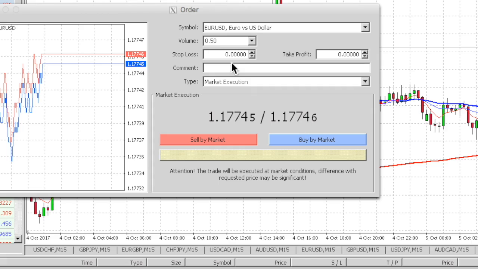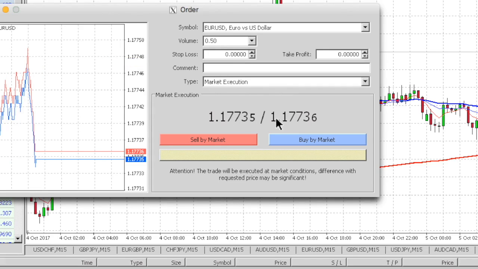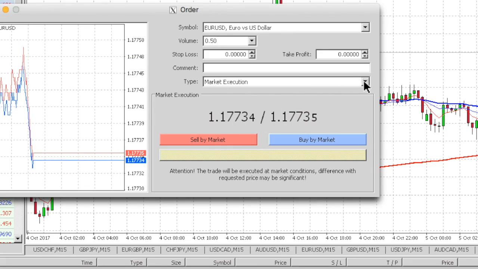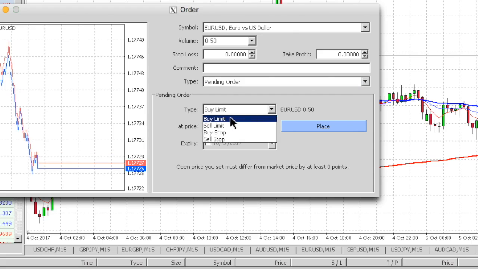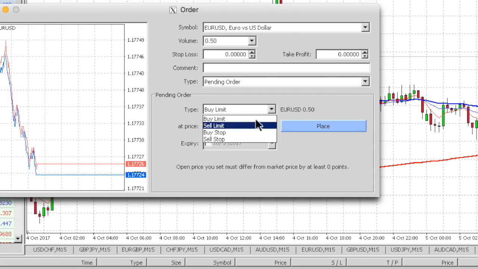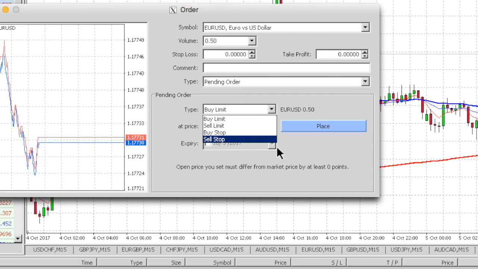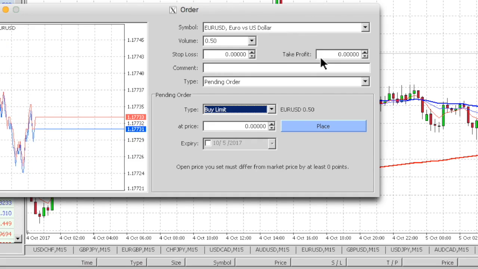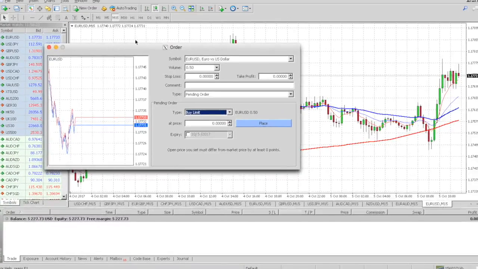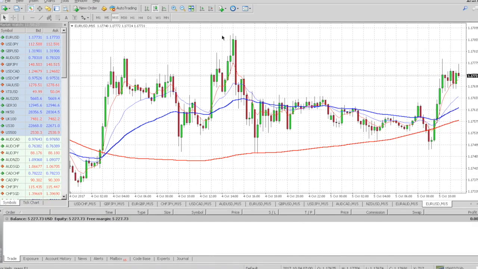Remember that? Okay, and you can place an order, which is a market execution, which means you buy and sell at the market price, which is at a bid and ask. You can see the spread, right? Or you can put a pending order where you can buy limit, buy stop, sell limit, or sell stop. All this is covered in the lesson on placing orders. And you can place your stop loss over here and your take profit over there. So it's pretty simple to use once you get a hang of it.